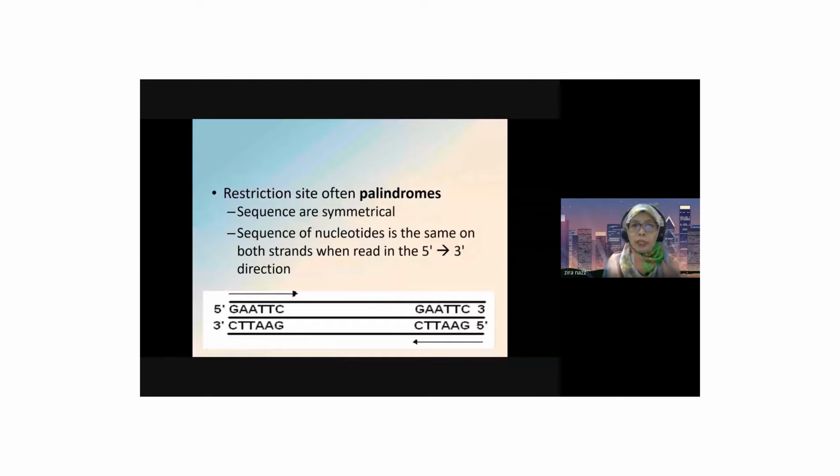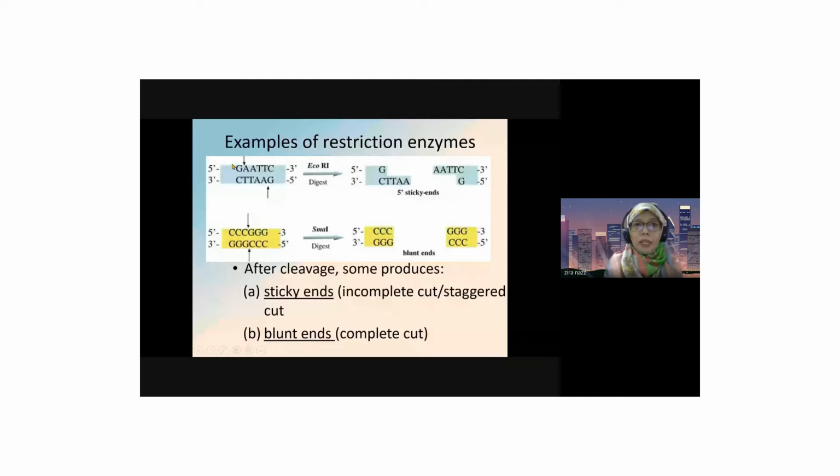Examples of restriction enzymes. We have the example EcoR1. This EcoR1 has a specific restriction site, which is between G and A. So you can see that there are two strands of DNA. First, you have to recognize that this sequence is symmetrical and is a palindromic sequence.